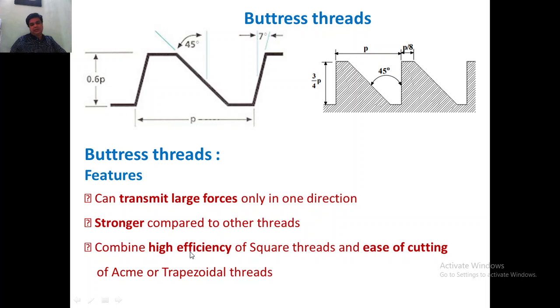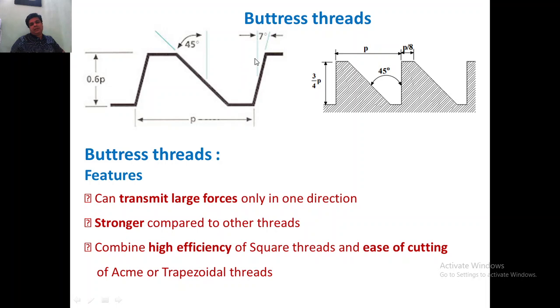And the efficiency is a combination of the square thread and the acme thread, and also the ease of cutting is easy. So it combines the efficiency of the square thread, so its efficiency is more, and also the ease of cutting is easy compared to the square thread. That's why a small modification is made to combine the high efficiency and the manufacturing of these threads. Both the advantages of the square thread with respect to efficiency and the advantage of the acme thread with respect to cutting are combined here, and we get the buttress threads.